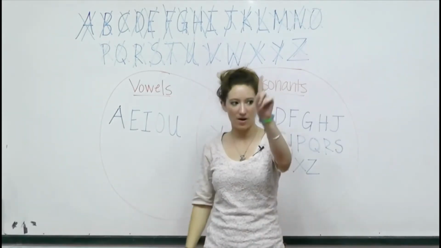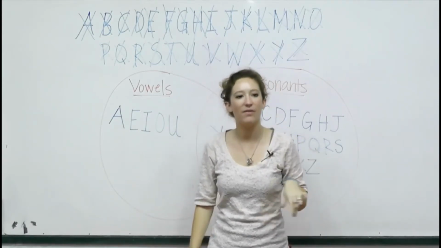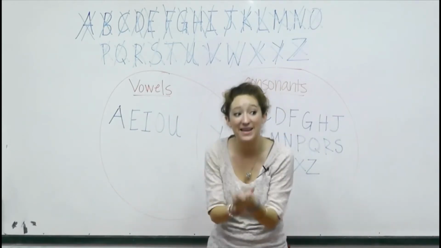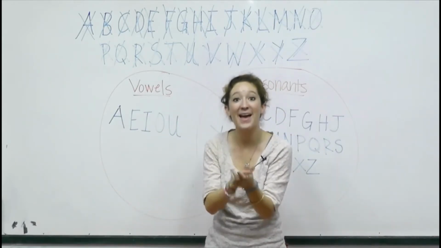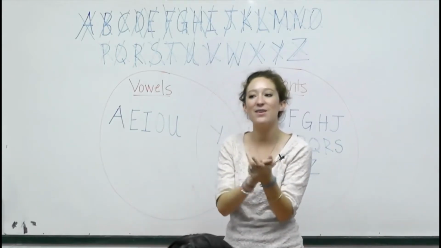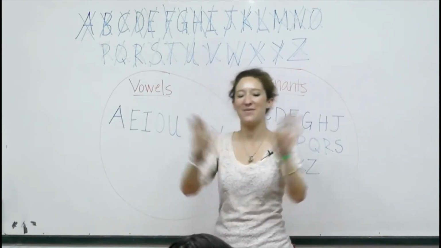Very good. One more time. The vowels of the alphabet, I know them all by name. O, A, E, I, O, U. A, E, I, O, U. A, E, I, O, U, I know them all by name. Oh, very good. All right, we'll do that again.